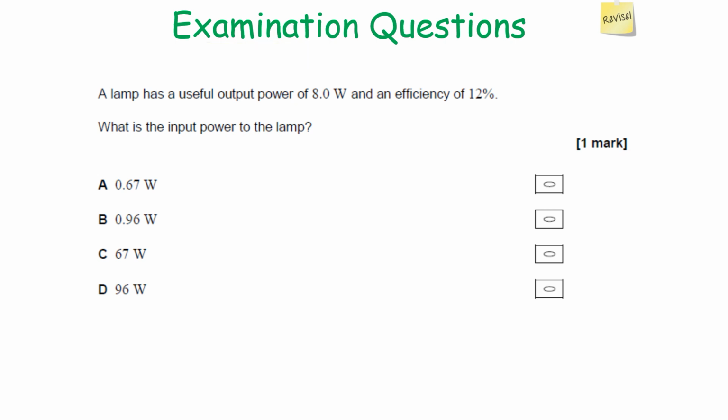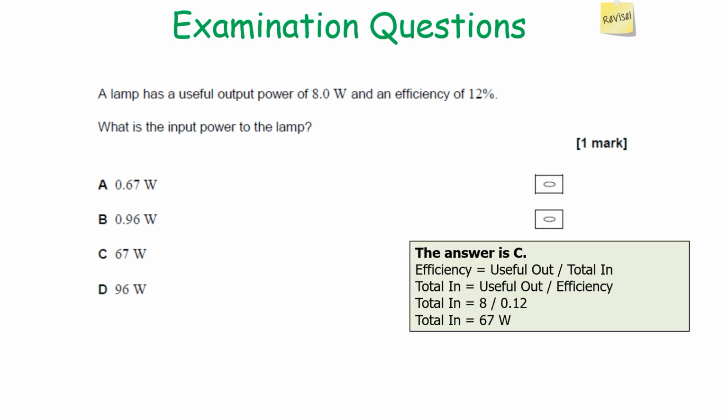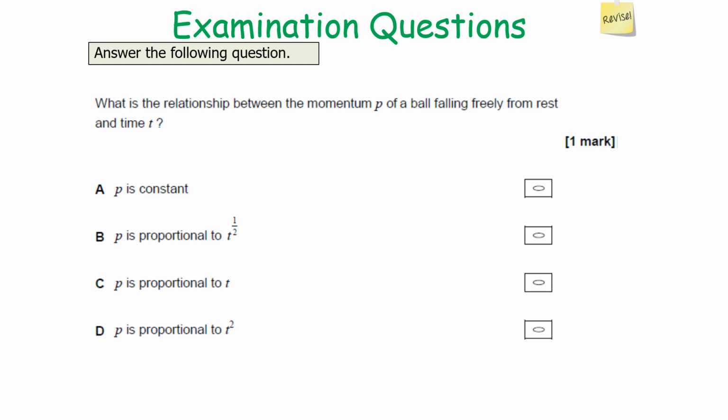Right, for this one the answer is C, because we know our equation for efficiency. Efficiency is useful power out or energy out divided by total power or energy in. So we rearrange the equation and make total in the subject. Total in is useful out over efficiency, and we pop our numbers in. Again, remember when we're using this equation it's important to convert your percentage back into a fraction or a number between 0 and 1. So 12% becomes 0.12. The total in is 8 over 0.12, which is 67 watts. The answer is C.